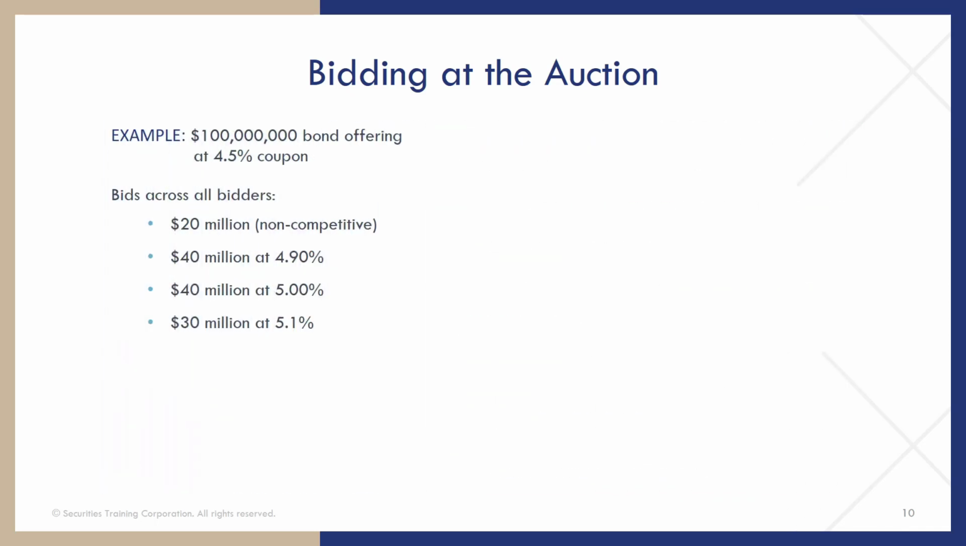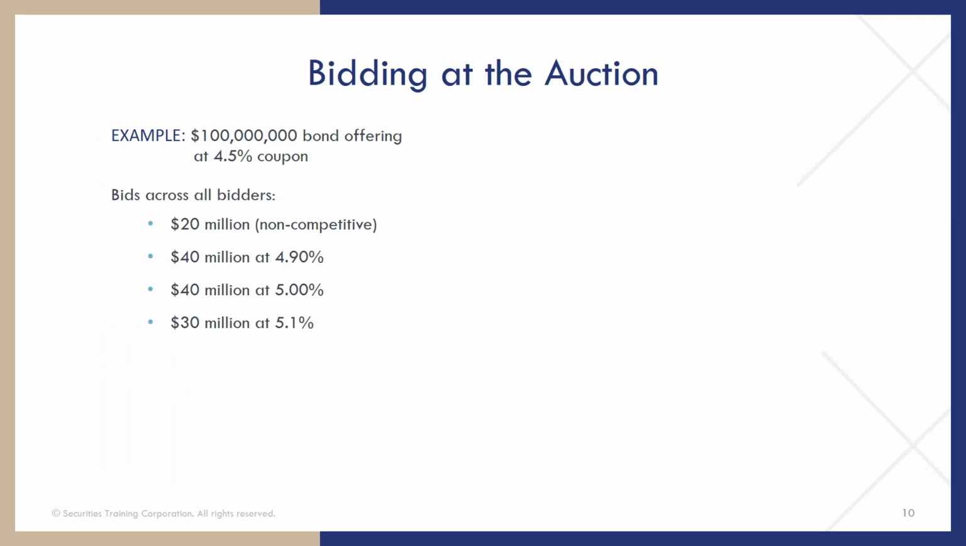Let's take a closer look at the numbers. Here we have an example of $100 million worth of bonds being offered at a 4.5% coupon. Now, what bids does the government receive? They receive $20 million worth of non-competitive bids, and then $40 million and $30 million of competitive bids. Well, the $20 million of non-competitive bids are awarded first. They are set aside. They will be filled. We're just not sure what price they're going to be filled at.